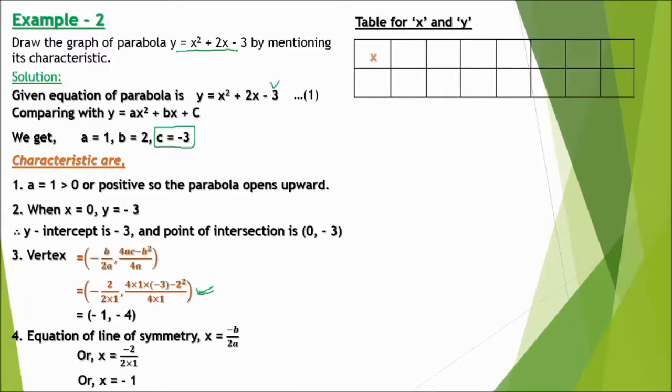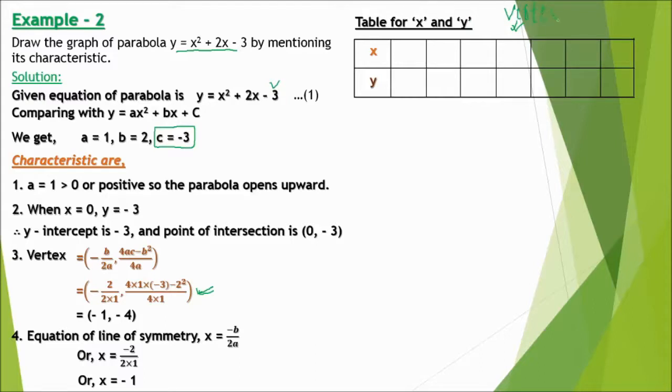So here x is the input, and here the output. We need minimum 7 points. Out of these 7 points we know 1 point, and that 1 point is the vertex. Okay, the vertex will be in the middle. Now you can see there are 7 boxes, 7 columns remaining. Out of these 7 columns, the middle one is for the vertex. It is always for the vertex.